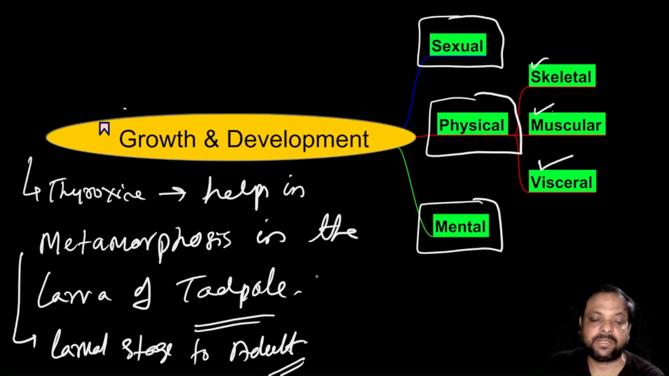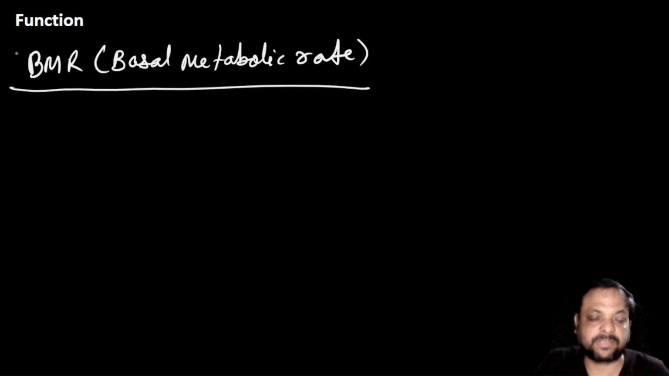So this hormone induces metamorphosis in the tadpole, and it also induces growth in all factors: physical, mental, and sexual. Physically, it controls the growth of the skeleton, the growth of the muscular parts, and the growth of the visual organs. So we have completed the first function, growth and development. Then we'll go to the second function, the basal metabolic rate. Got it? Clear?